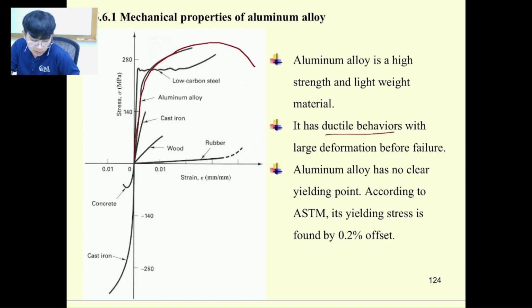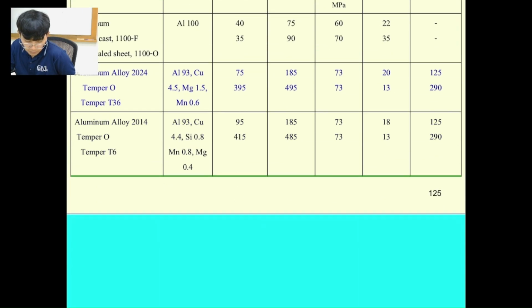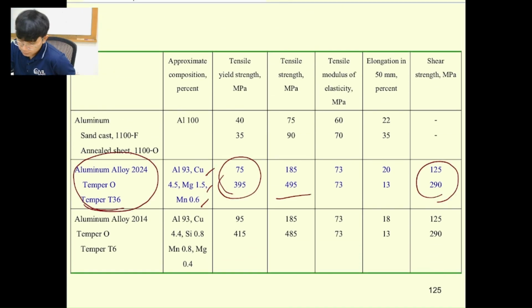Okay, if you compare with steel, steel is going to produce a really clear yielding point, but for the aluminum alloys there's no clear yielding point, which means you need to offset 0.02% in order to find the yielding point on this curve. And here, use this table as the reference over here.